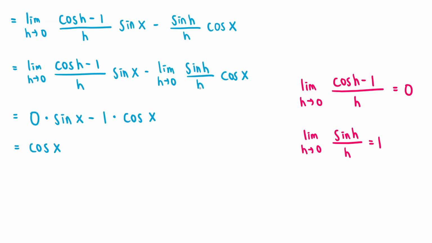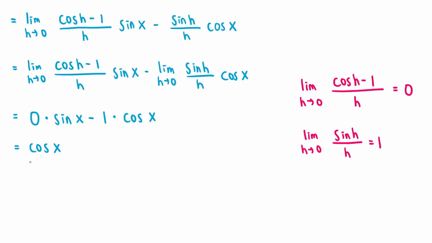So if we plug in these values, the limit as h approaches 0 of cosine h minus 1 over h times sine of x is equal to 0 times sine of x, and the limit as h approaches 0 of sine of h over h times cosine of x becomes 1 times cosine of x. The expression becomes 0 times sine of x plus 1 times cosine of x, and the first term disappears because of the 0 term, and simplifies to cosine of x.